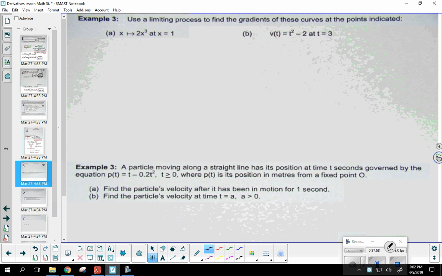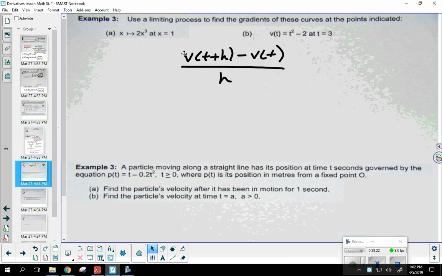V of t is equal to t squared minus 2, and I want to evaluate it at t equals 3. Now, again, the fact that they're changing the variables means nothing. You could say v of t plus h minus v of t over h. Or if you just want to switch the variables back to f and x, which you're accustomed to, it's not going to change a thing.